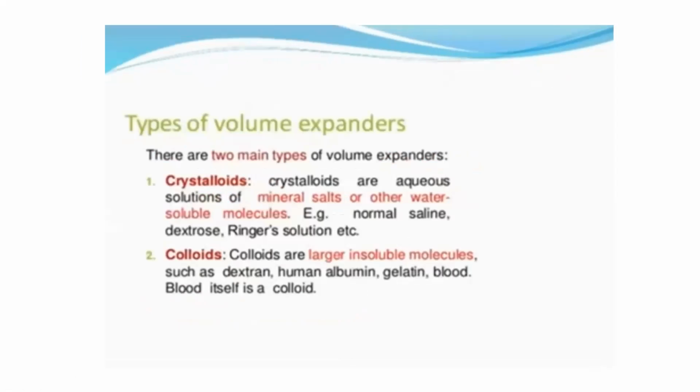Types of volume expanders. There are two main types of volume expanders, crystalloids and colloids. First is crystalloid. Crystalloids are aqueous solutions of mineral salts or other water-soluble molecules. Examples: normal saline, dextrose, and Ringer solution are crystalloid volume expanders. Second is colloids. Colloids are larger insoluble molecules such as dextran, human albumin, and gelatin. Blood itself is a colloid.